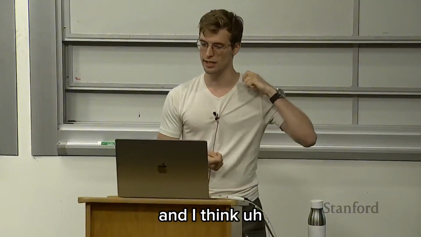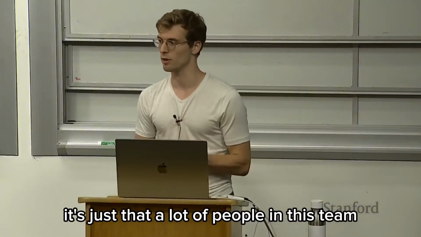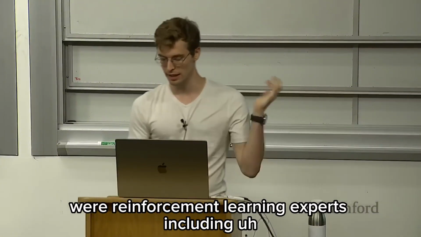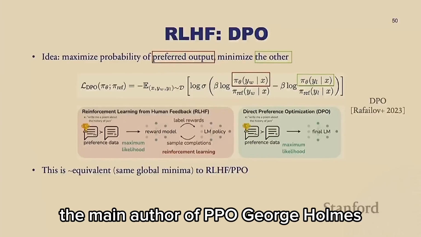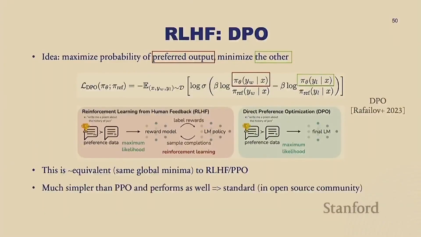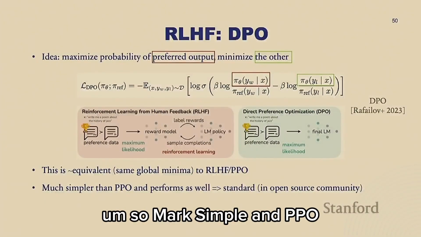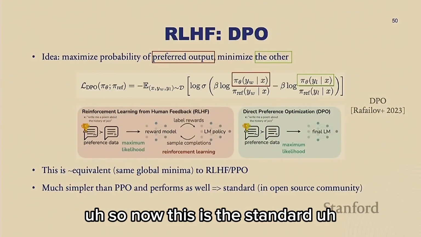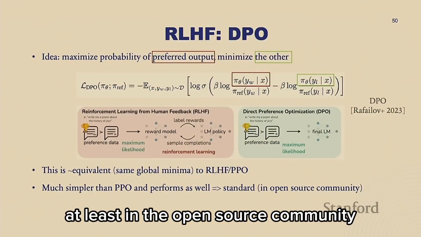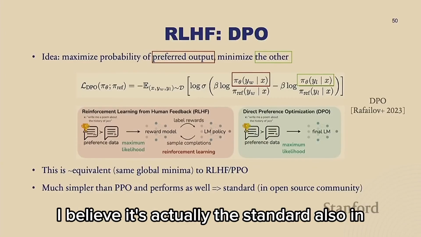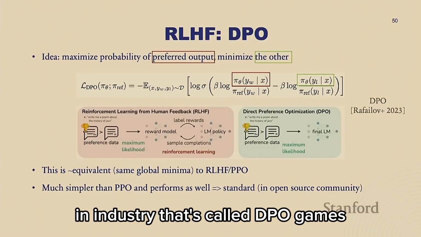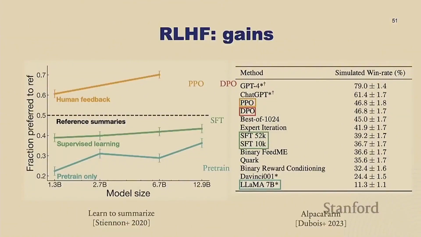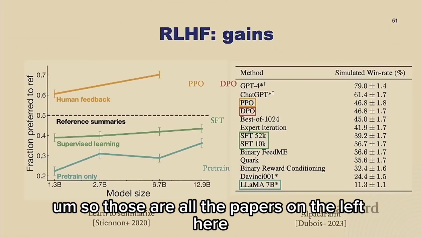And I think it's just that a lot of people in this team were reinforcement learning experts, including the main author of PPO, John Schulman. So DPO is much simpler than PPO, and it basically performs as well. So now this is the standard thing that people use, at least in the open source community. I believe it's actually the standard also in industry. So that's called DPO.